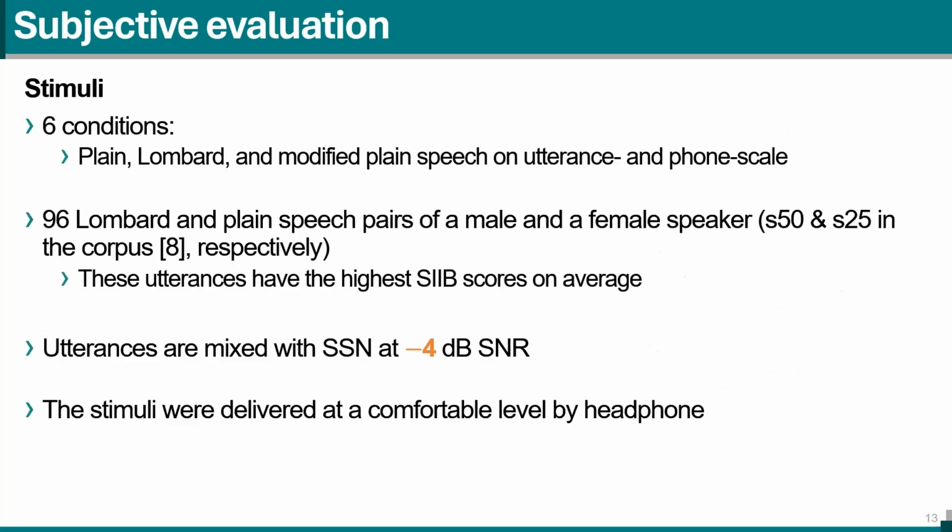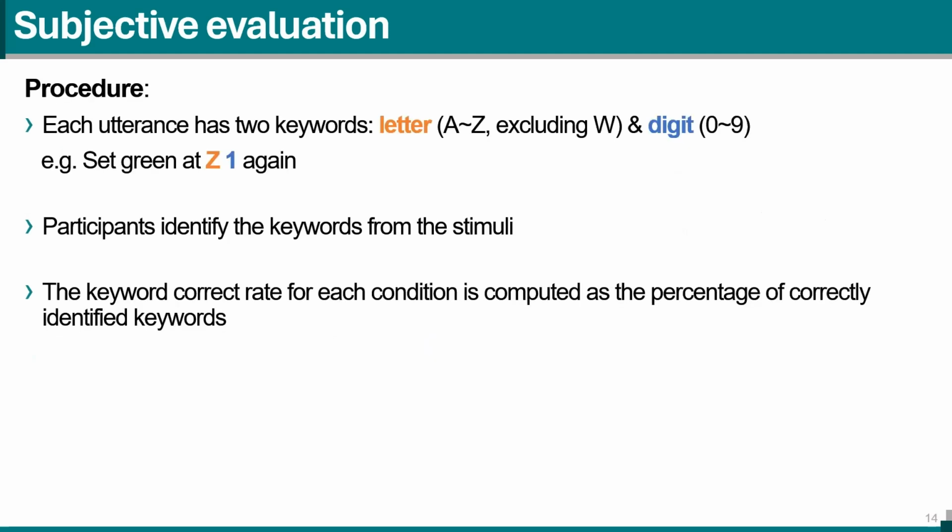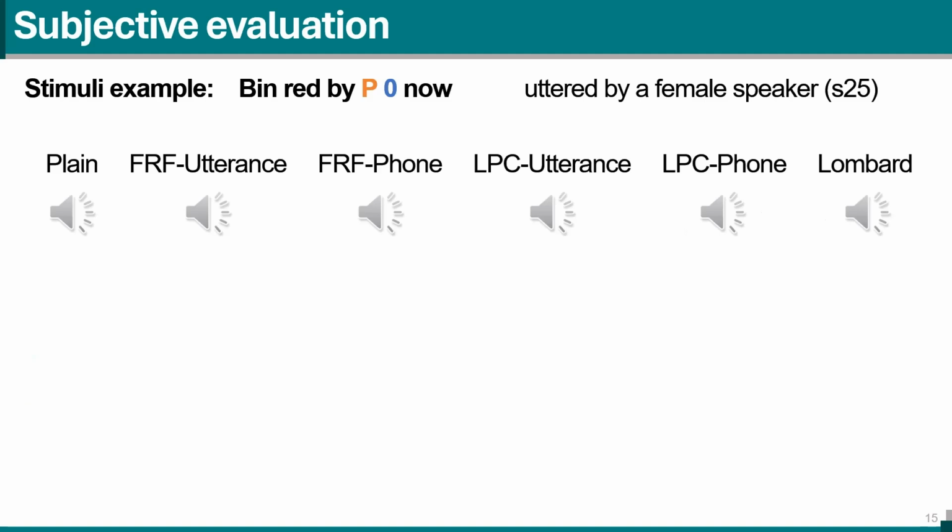We also conducted subjective evaluation on six conditions: plain, Lombard, and modified plain speech on utterance and phone scale. This is the procedure. Each utterance has two keywords, a letter and a digit, such as, in this case, "set green at Z1 again", which has the keywords Z and 1. So participants identify the keywords from the stimuli. This is an example of the stimuli.